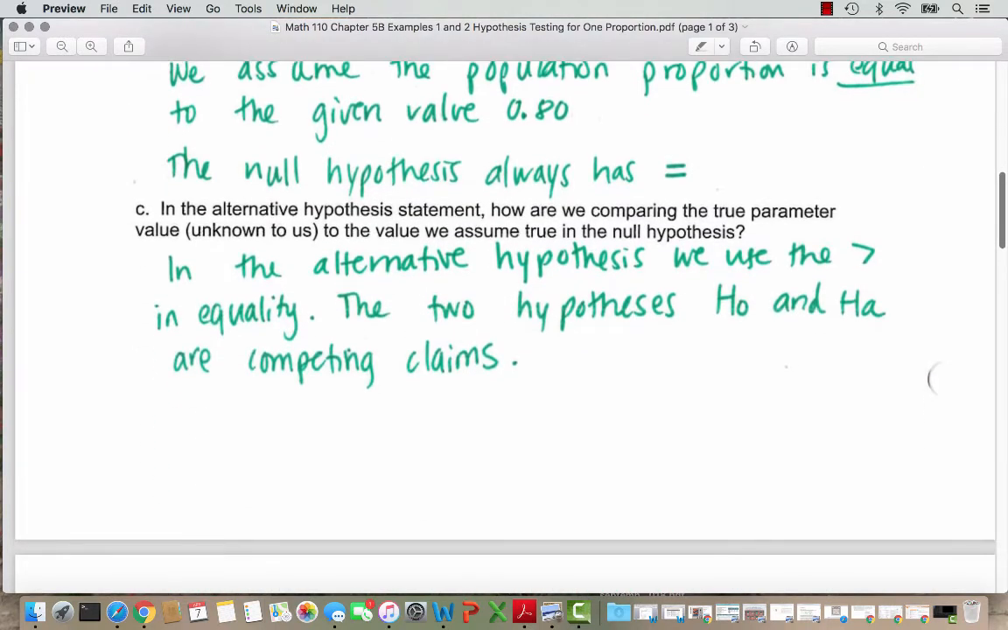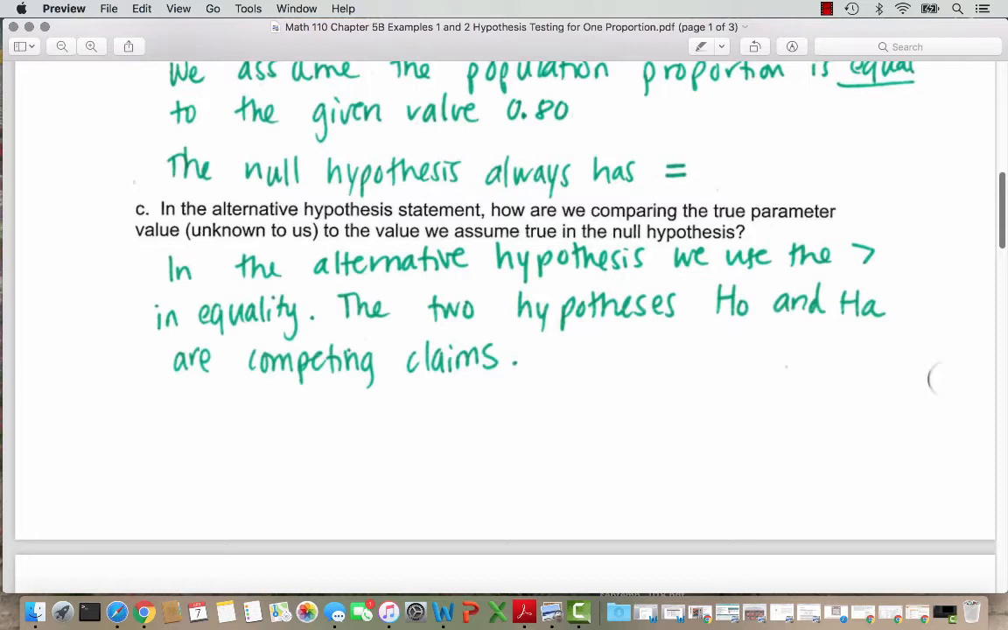So in the alternative hypothesis statement, how are we comparing the true parameter value that's unknown to us? So in this case, that's that population proportion that's unknown that we're trying to make a prediction about, to the value we assume true in the null hypothesis. So in this claim, in the alternative hypothesis, we use the greater than inequality.